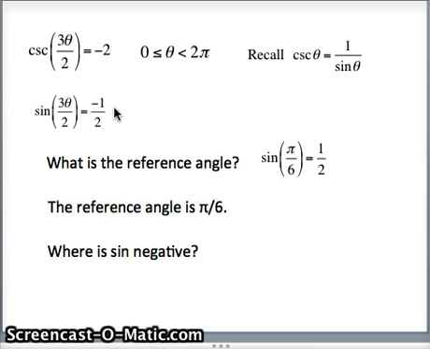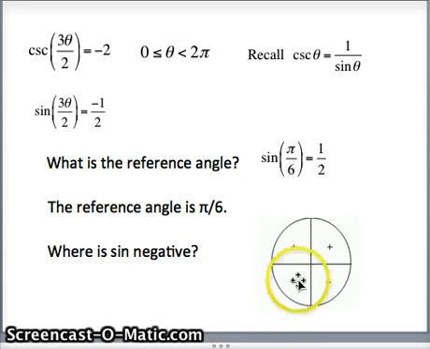And then we have to ask the question, where is sine negative? Well, sine is the y value in the unit circle. So sine will be negative when the y values are negative. So if you look at a unit circle, where would the y values be negative? In quadrant 3 and quadrant 4. So what I'm going to need to do is find the reference angle of 1/2 in quadrant 3, quadrant 4 for the first part of this problem. So if I'm in quadrant 3 with pi over 6, what will that angle be? If I'm in quadrant 4 with pi over 6, what will that angle be?